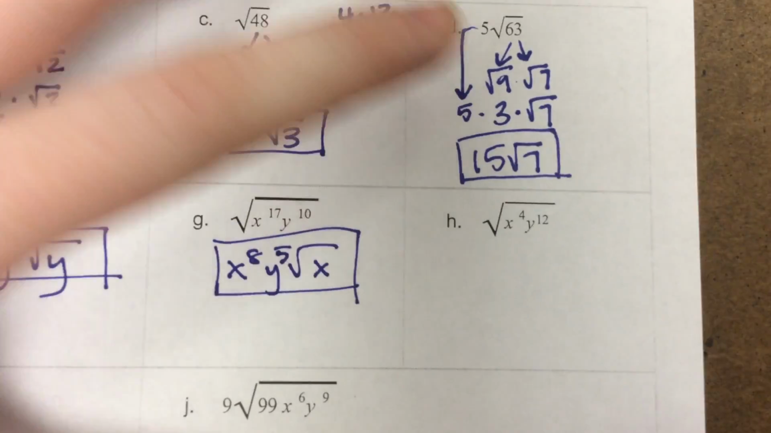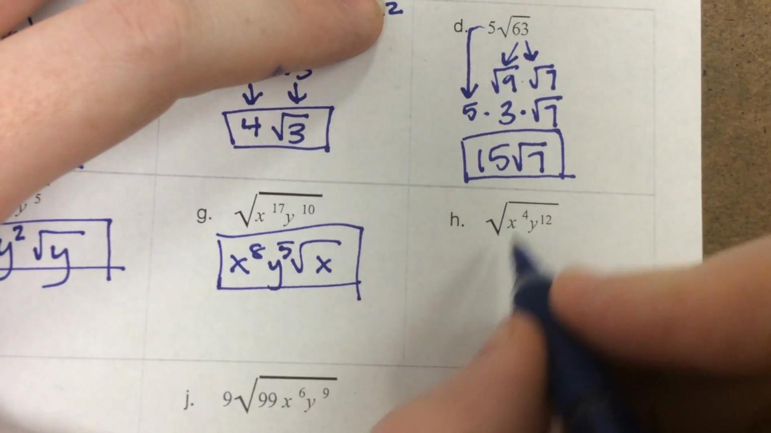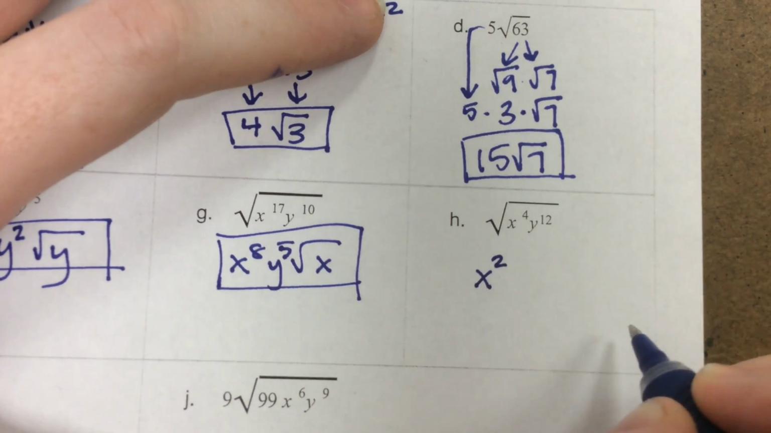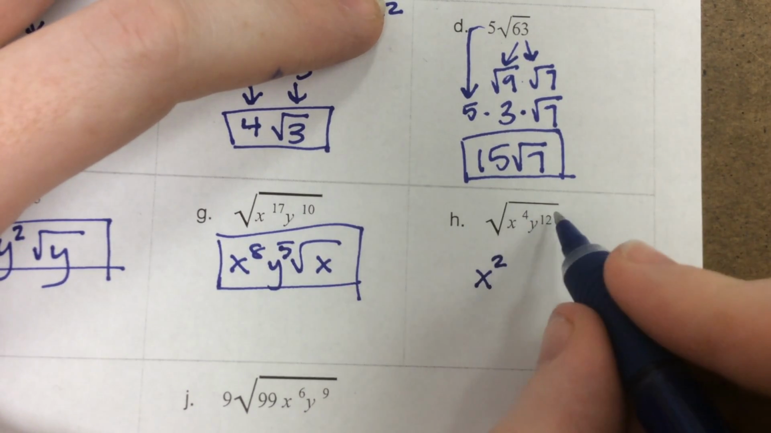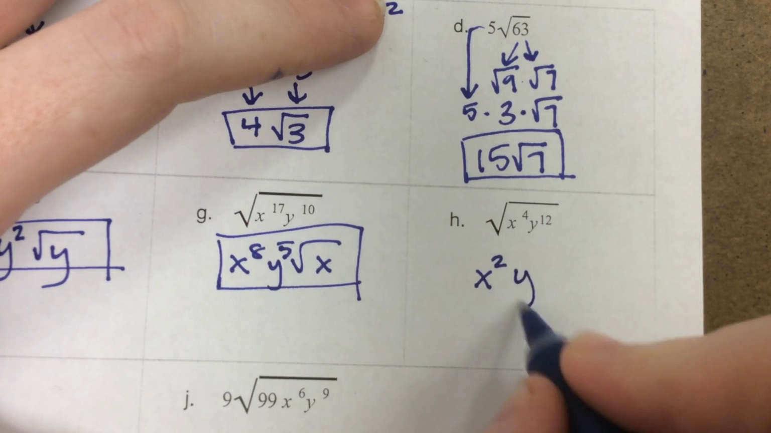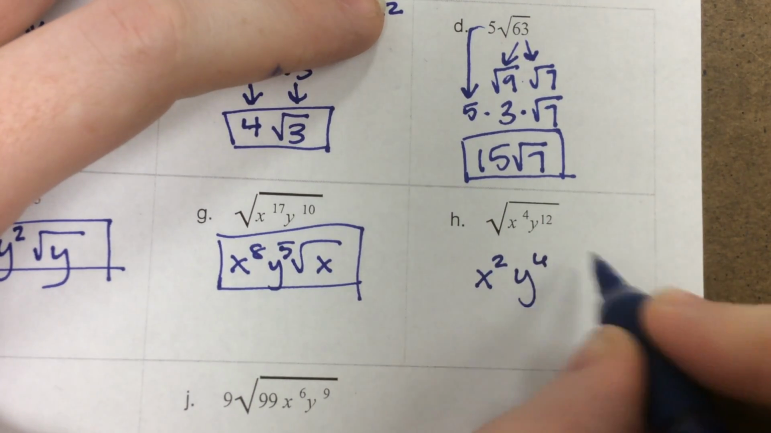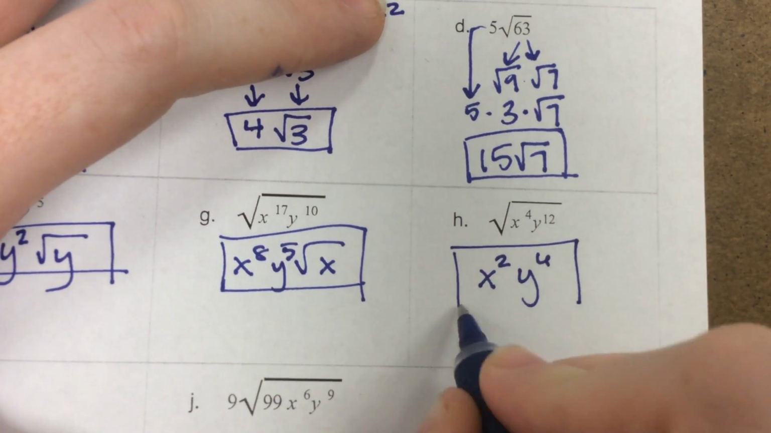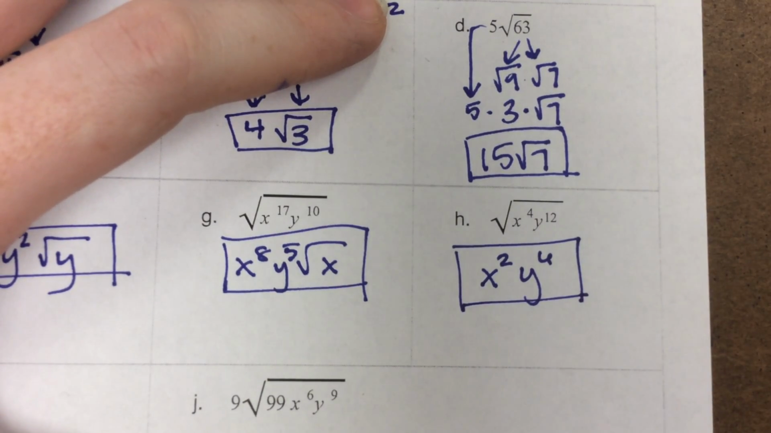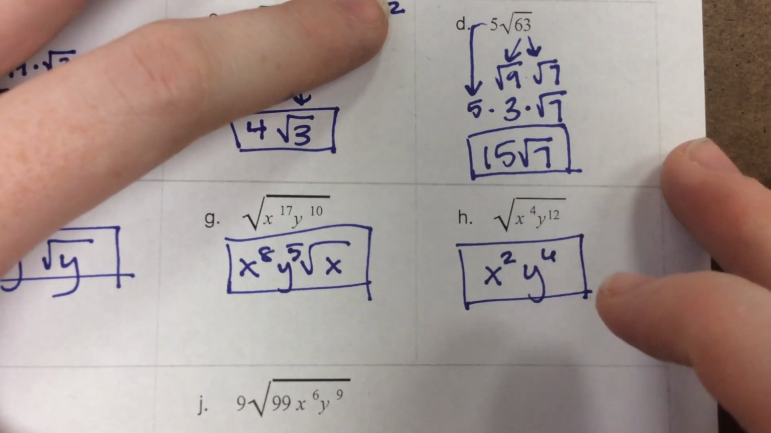The last one, how many times does 2 go into 4? It goes in twice with no remainders. How many times does 2 go into 12? It goes in 6 times with no remainders. Since I had no remainders, I no longer have to worry about a square root. Questions?